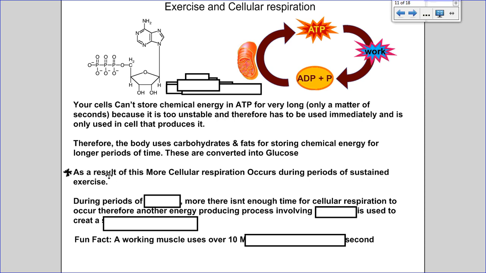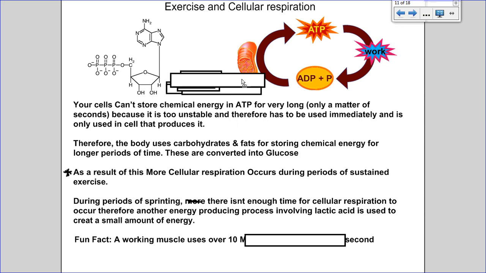You need to know that as a result of exercise, more cellular respiration needs to occur. And therefore, during periods of things like sprinting, there isn't enough time for cellular respiration to occur, and therefore another energy-producing process involves lactic acid. And we're going to talk about that, which creates a smaller amount of energy than normal cellular respiration.